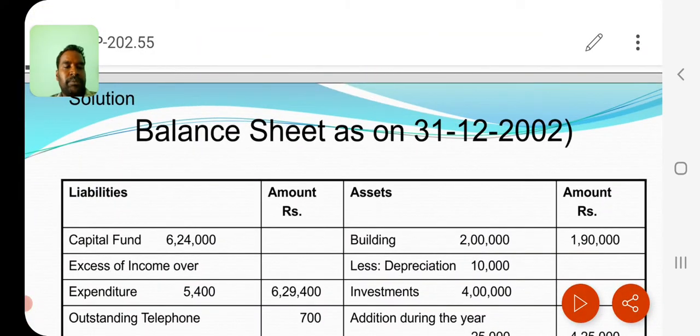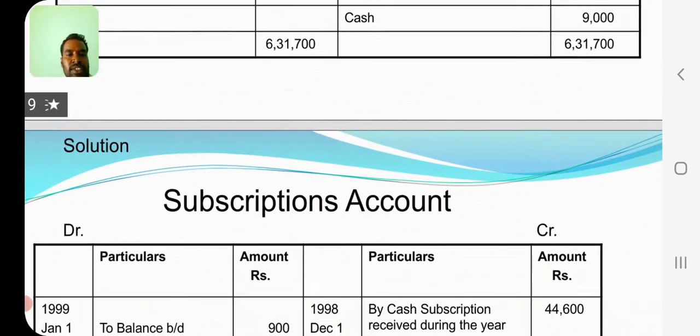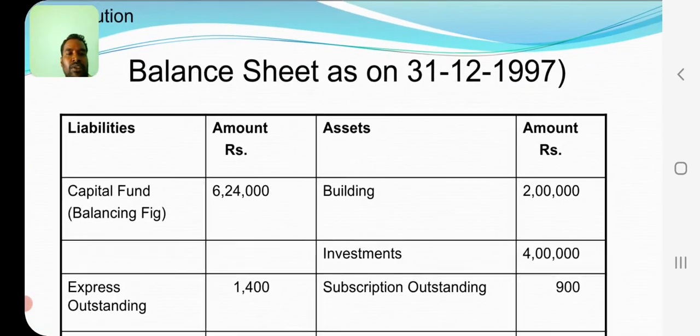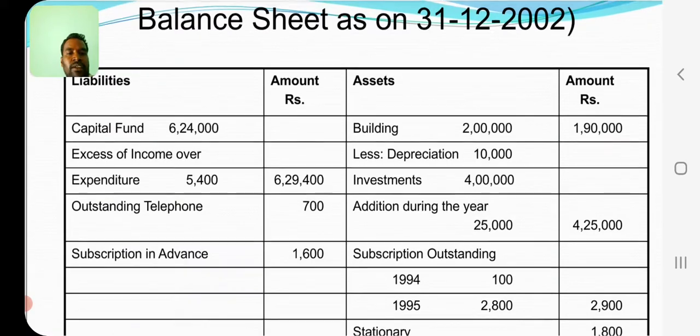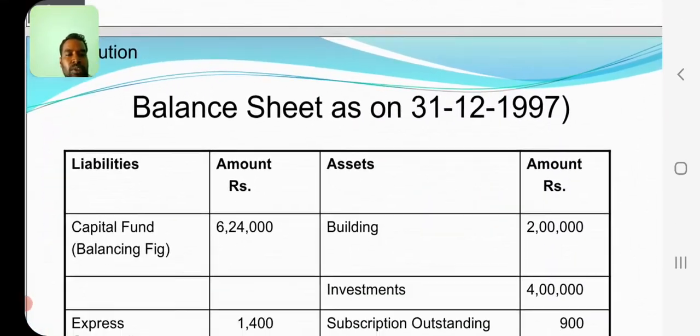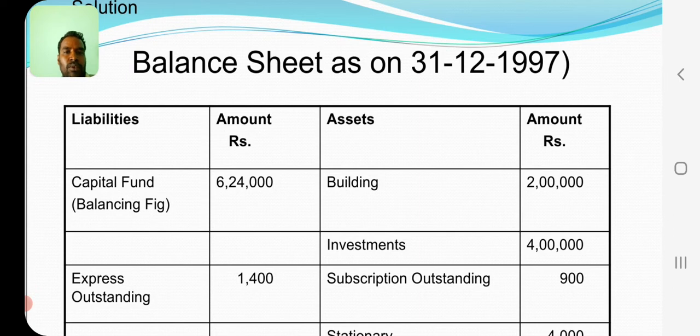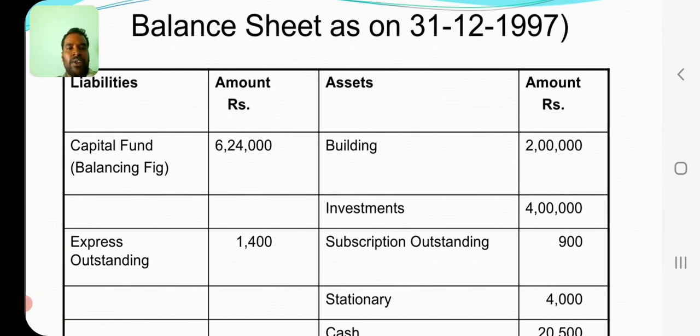Next, balance sheet as on 31/12/2002. So capital fund 6,24,000. So how do we get it? See here below. We take only the opening balances in this balance sheet. Why? Because when we are finding out the capital fund, we take only the opening balances of assets and liabilities. Then only we get the capital fund. The capital fund should then be posted in the closing balance sheet.